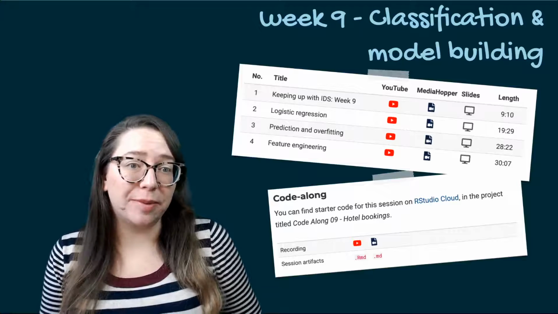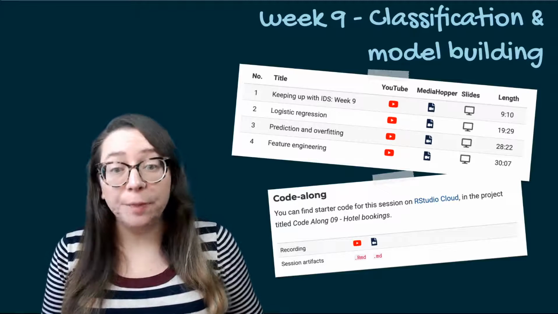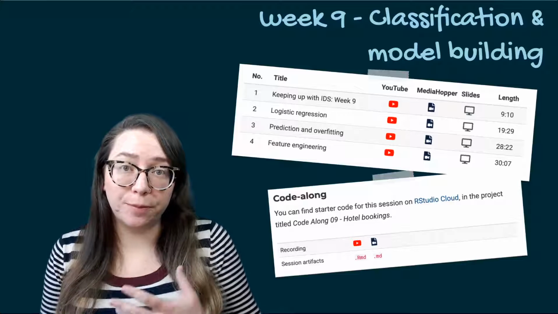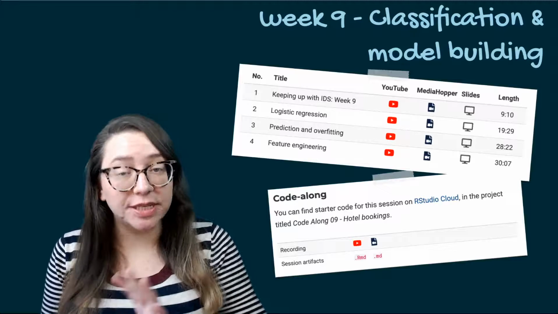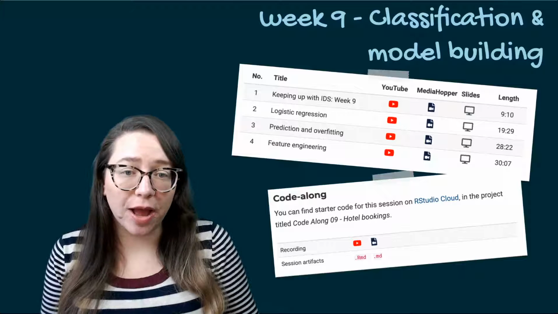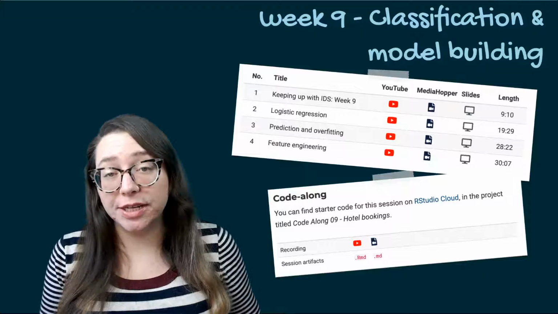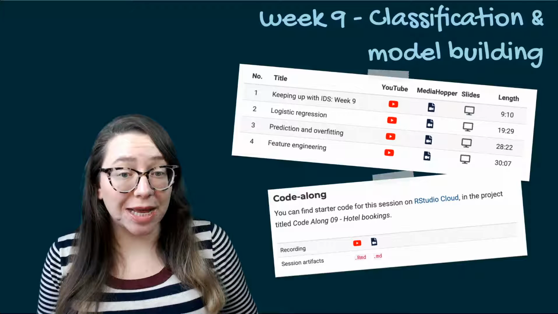So last week was about classification and model building. We learned about logistic regression, which is a modeling approach for predicting binary outcomes, so a 0, 1 or a yes, no type of outcome. And then we also talked about making predictions. We introduced the idea of using a training and a testing set to avoid overfitting.